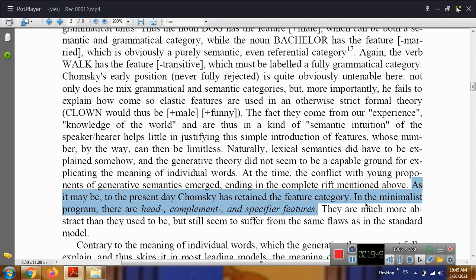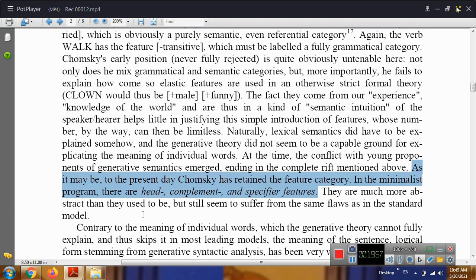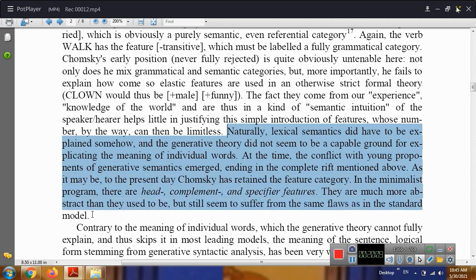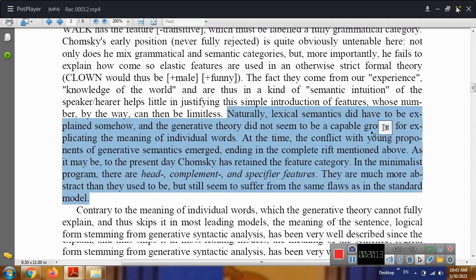In the minimalist program, we have head, complement, and specifier features. They are much more abstract than they used to be, but still seem to suffer from the same flaws as the standard model. Here we read about the feature in different theories of Chomsky over time.